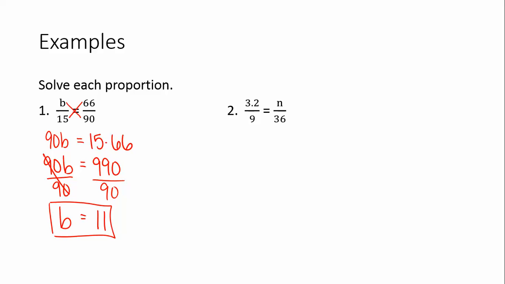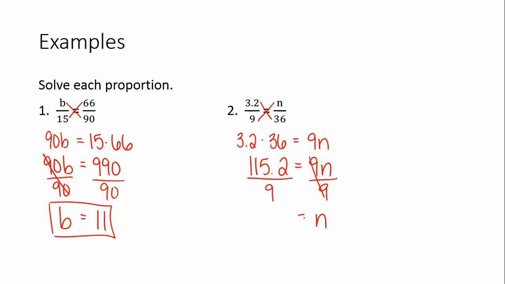On number 2, when we cross multiply, it's 3.2 times 36 equals 9 times n, or 9n. 3.2 times 36 is 115.2. That equals 9n. So we divide both sides by 9 to get the variable by itself. And we get 12.8. You will be able to use a calculator in this section, and probably for the remainder of the year, unless I say otherwise. But yes, a calculator definitely comes in handy in problems with decimals.